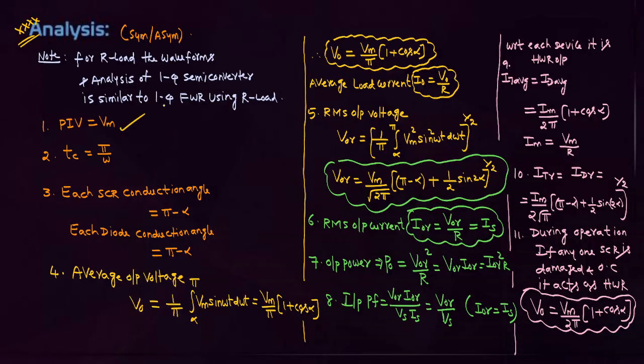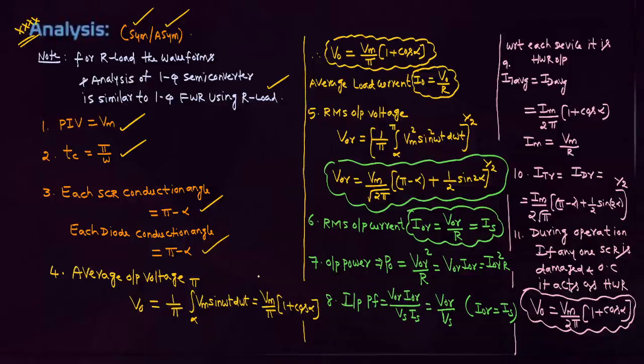That is, peak inverse voltage is Vm. Similar to full wave, I gave this statement. For R load, the waveforms and analysis of single phase semi-converter are similar to single phase full wave rectifier using R load. Peak inverse voltage Vm, circuit turn off time pi by omega, each SCR conduction angle is pi minus alpha, each diode conduction angle is pi minus alpha. These formulas are applicable for both symmetrical and asymmetrical. In resistive load, there is no difference. In inductive loads only, some formulas are different in symmetrical and asymmetrical. Which formulas are different, you have to see in inductive loads.